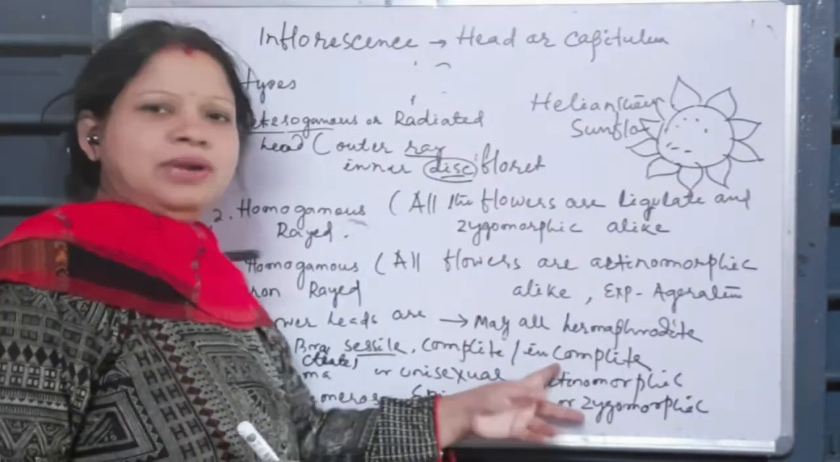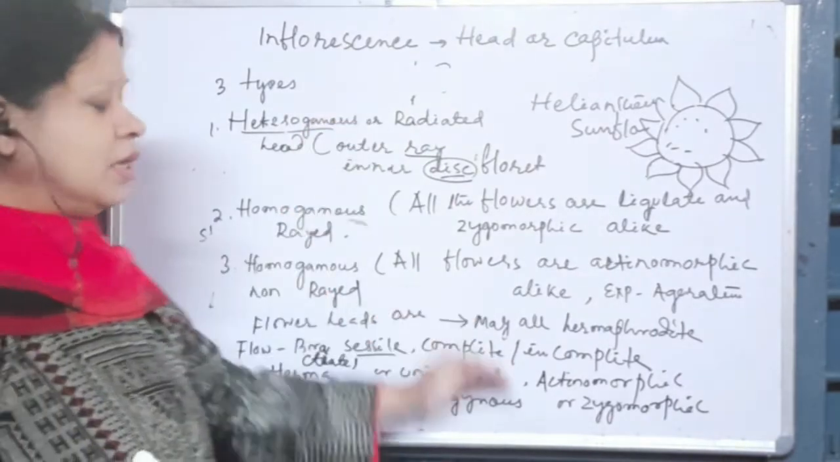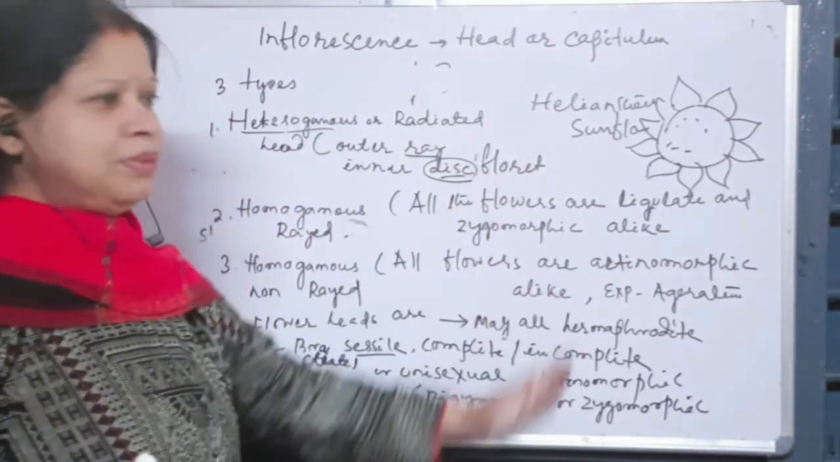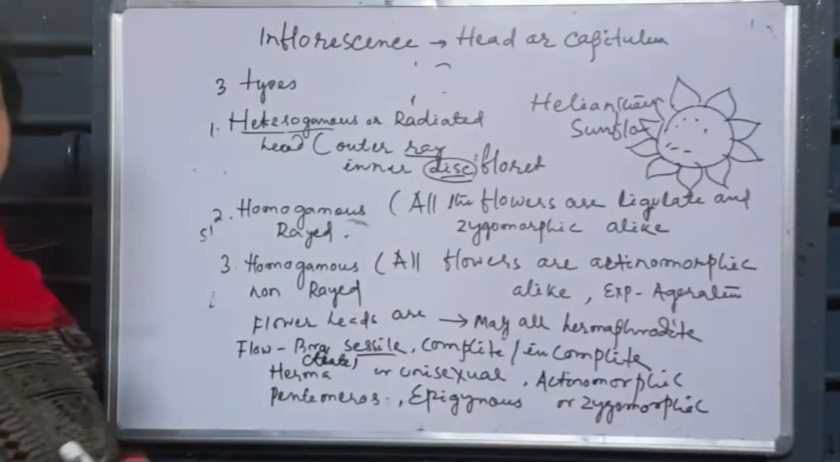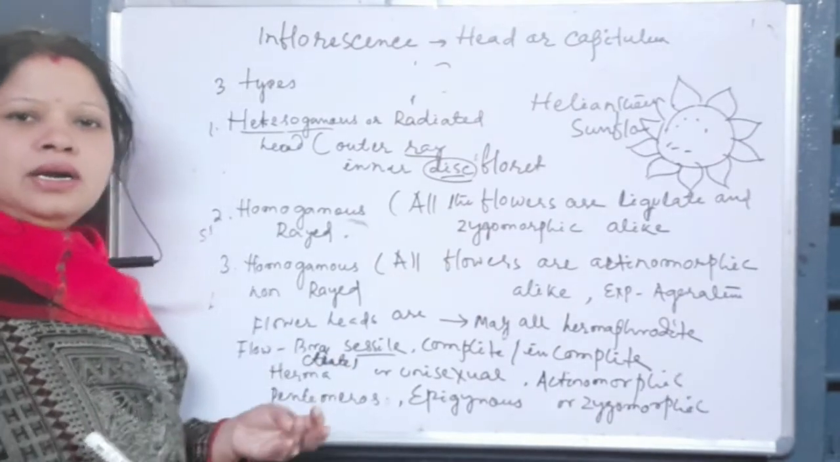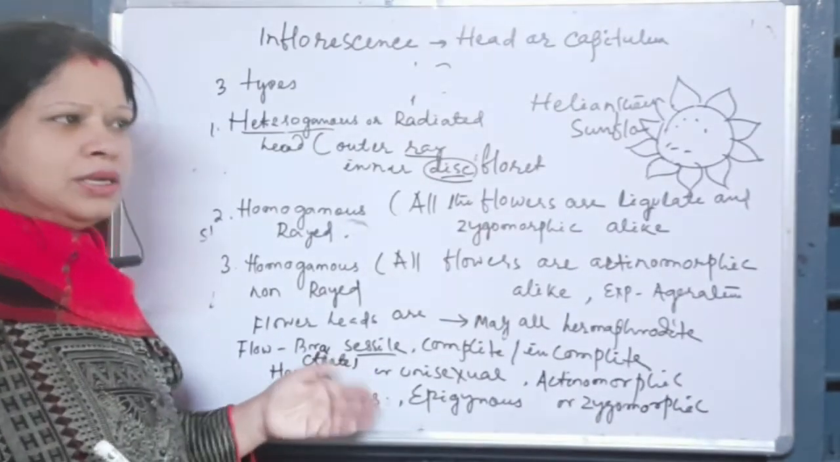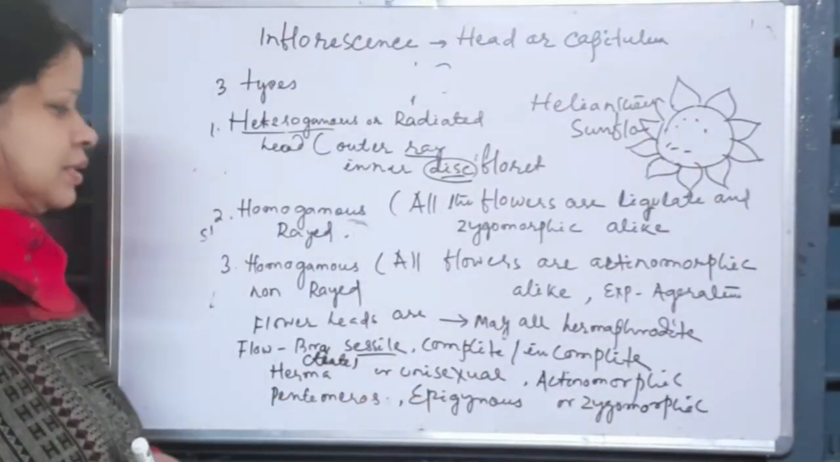So both types of flowers are present, actinomorphic and zygomorphic. We are discussing the entire family, so many plants are there, and both types of flowers are present. Pentamerous. Pentamerous means the calyx, corolla and stamens have a number of 5 or a multiple of 5. That is called pentamerous. Epigynous.